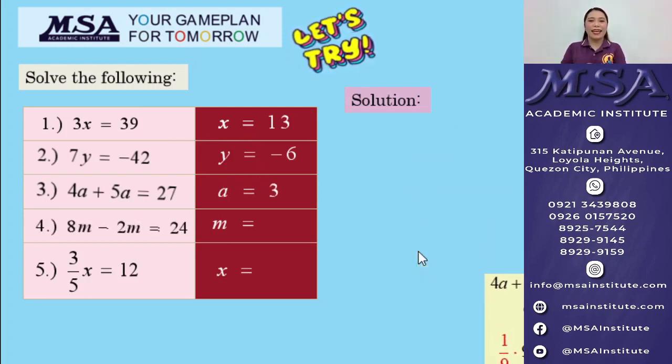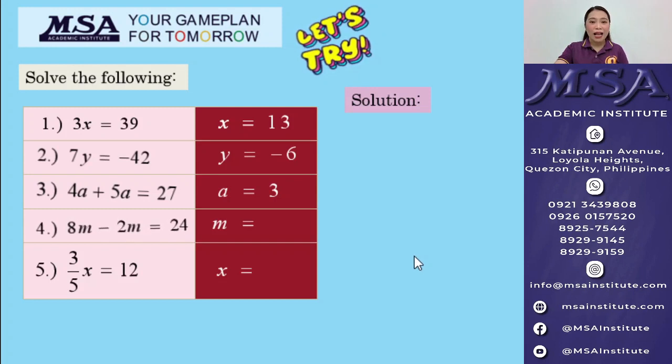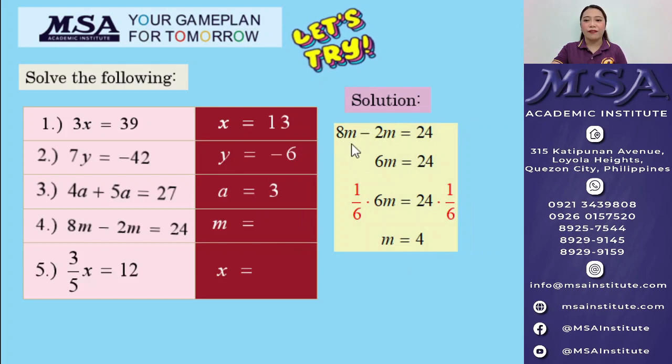Let's have the fourth item. 8m minus 2m is equal to 24. So we have similar terms again. We need to combine them first. So 8m minus 2m will give us 6m is equal to 24. So the reciprocal of 6 is 1 over 6. You need to multiply it on each side of the equation. So it will give us m is equal to 4. So the final answer is 4.